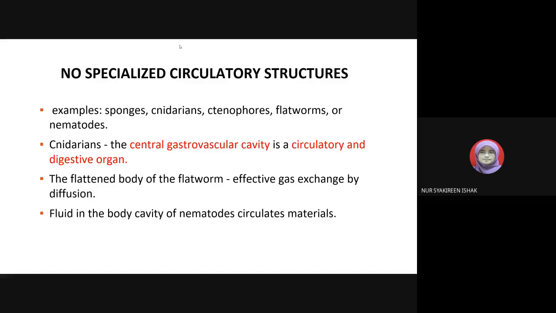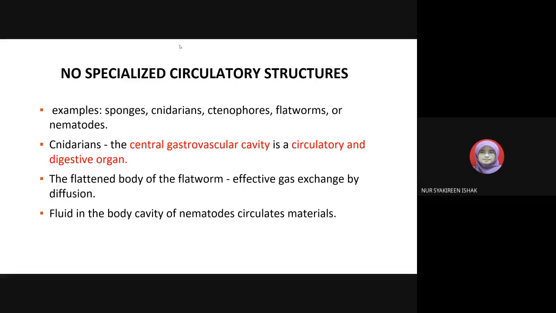Okay, so no specialized circulatory system. These are for organisms that have a simple body plan, for example sponges, cnidarians, ctenophores, flatworms, and also nematodes. Cnidarians have a central gastrovascular cavity, which functions as both circulatory organ and also digestive organ. Same goes for all the other organisms: flatworms, sponges, ctenophores and nematodes have gastrovascular cavities.